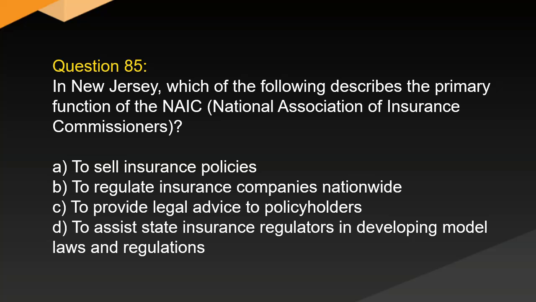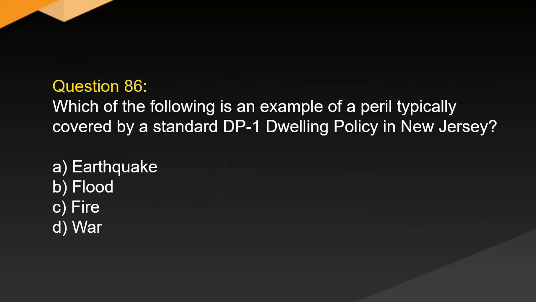Question 85. In New Jersey, which of the following describes the primary function of the NAIC, National Association of Insurance Commissioners? A. To sell insurance policies. B. To regulate insurance companies nationwide. C. To provide legal advice to policyholders. D. To assist state insurance regulators in developing model laws and regulations.